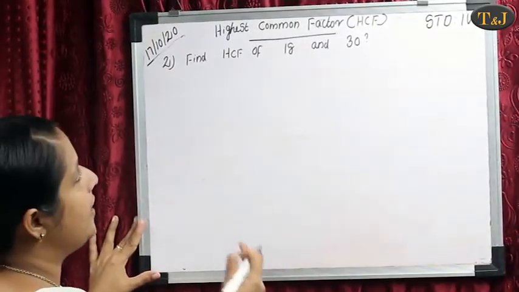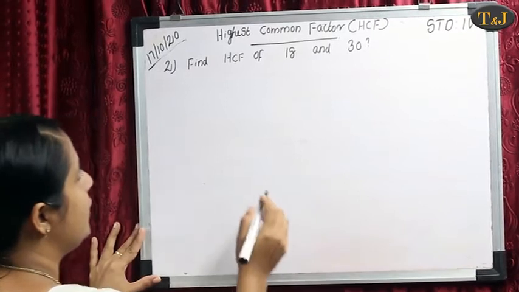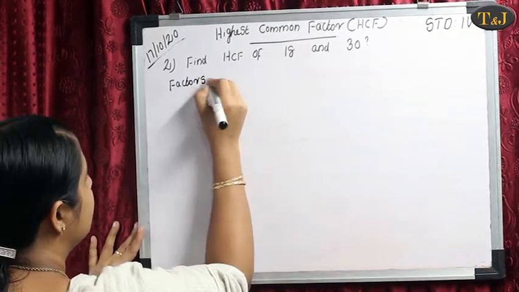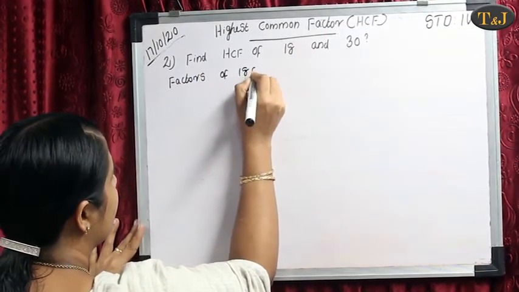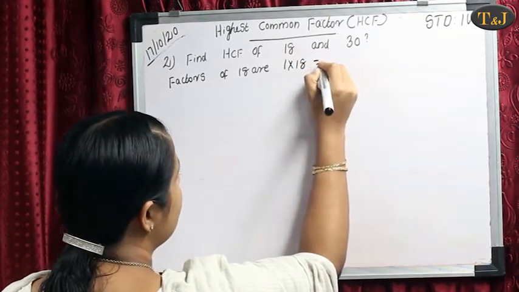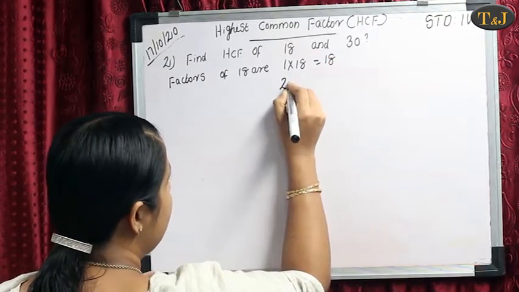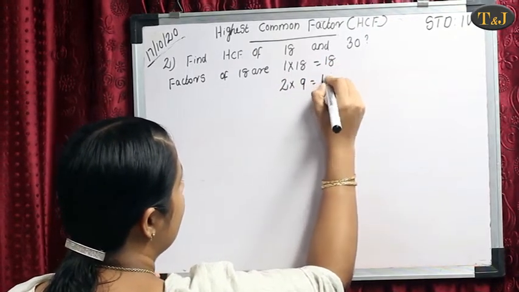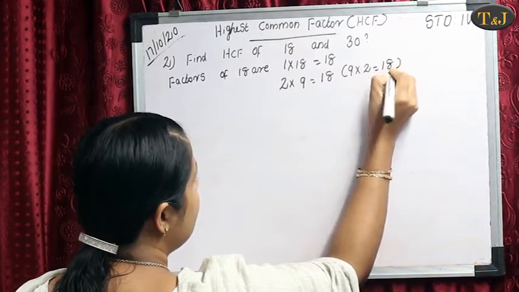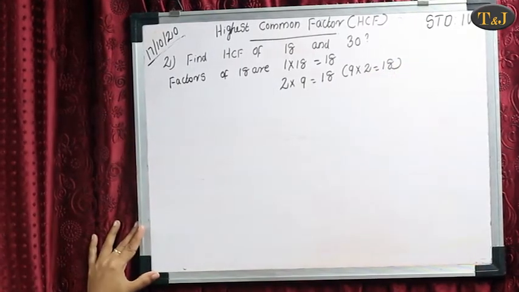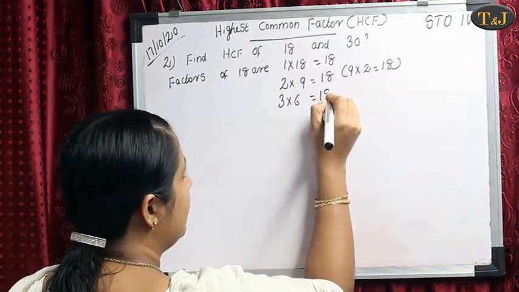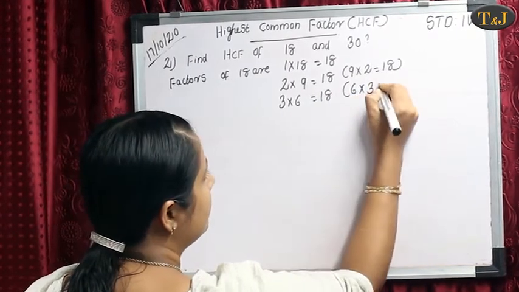Then our next example: find the HCF of the numbers 18 and 30. First we find the factors of 18. In 1's table, is there 18? Yes, 1 18 is 18. In 2's table, yes, 2 nines are 18, and 9 twos are also 18. In 3's table, yes, 3 6s are 18, or 6 3s are 18.